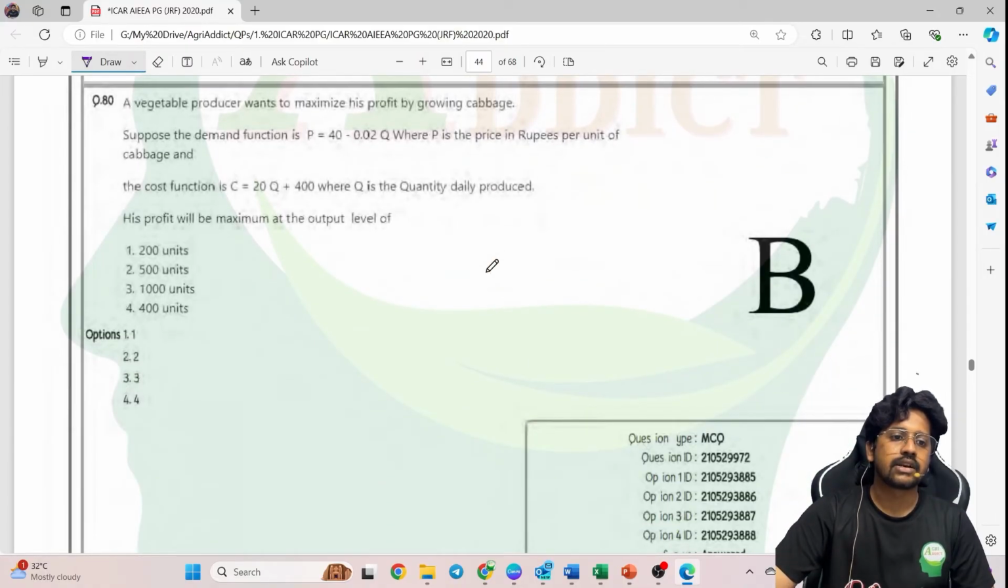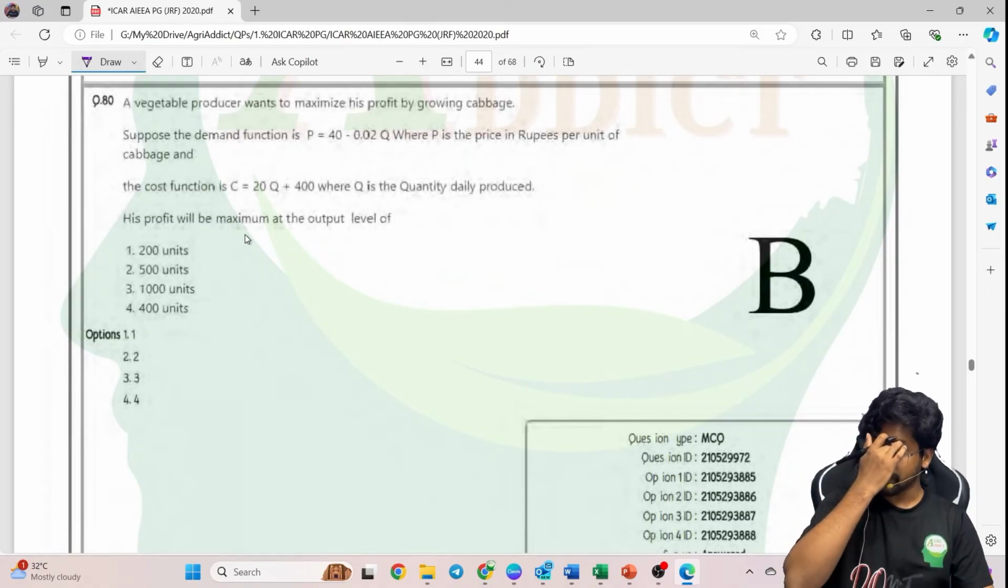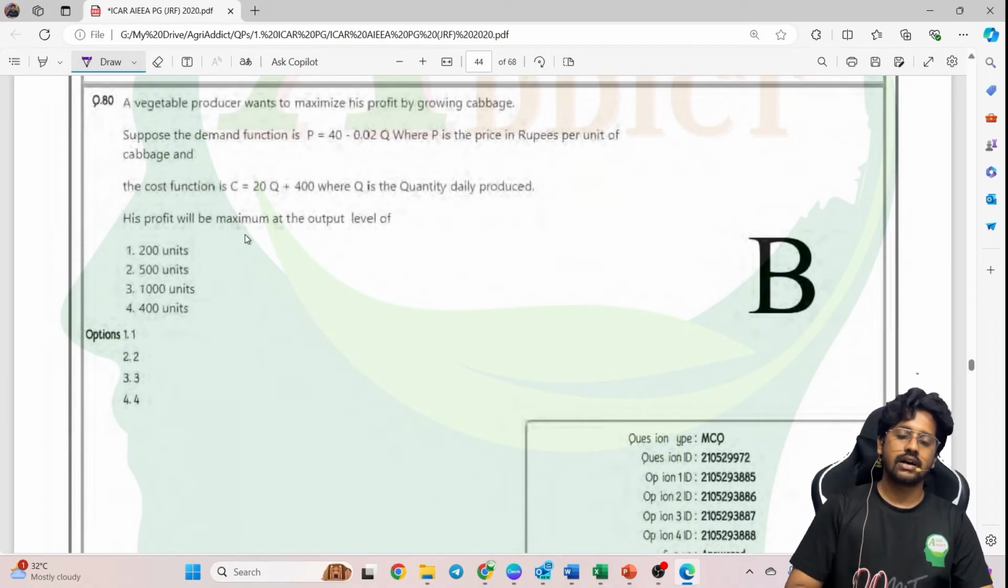So there is a mathematical question here. Question number 80. A vegetable producer wants to maximize his profit by growing cabbage. Suppose the demand function is P equals 40 minus 0.02Q, where P is the price in rupees per unit of cabbage, and the cost function is also given. C equals 20Q plus 400, where Q is the quantity daily produced. Assume that it is perfect competition in order to find the answer for this.